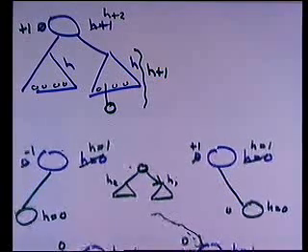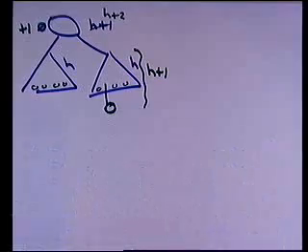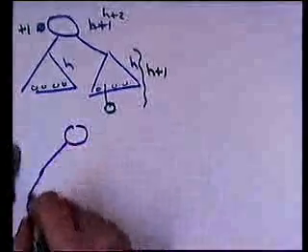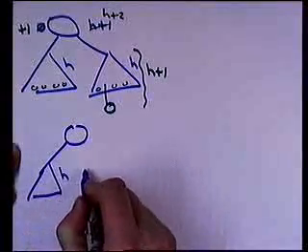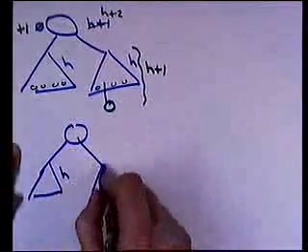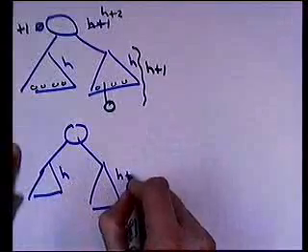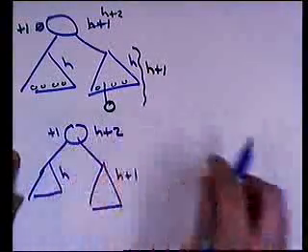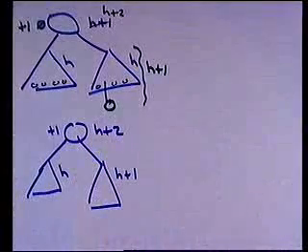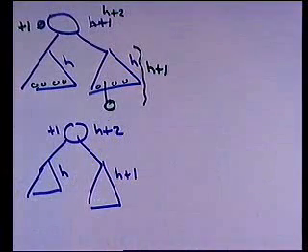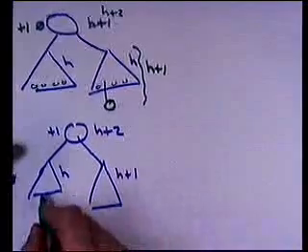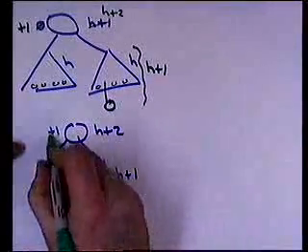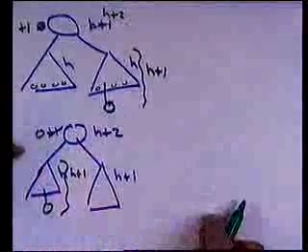On the other hand, if we had this situation where we had a height h subtree and a height h plus 1 subtree, then here the balance is plus 1, our height is h plus 2. In other words, we have two subtrees that differ in height by 1. If then I insert into here to make this h plus 1, then that balance goes to 0, but the height stays the same.